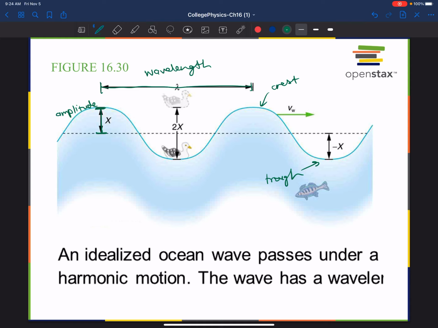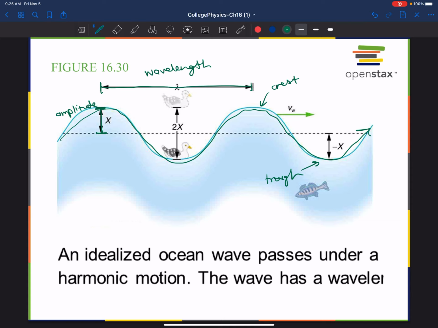Now, as the wave is traveling, it is actually just the disturbance that's traveling. The water molecules themselves are not moving along this path. And that's why we would see a duck sort of sitting in place if a wave is traveling underneath it. It's because the disturbance, that energy, is traveling, not the actual molecules.